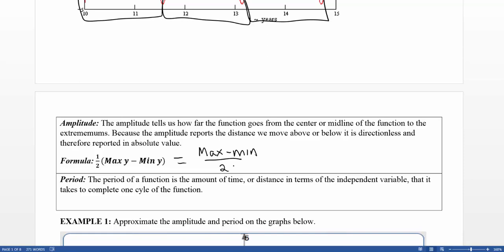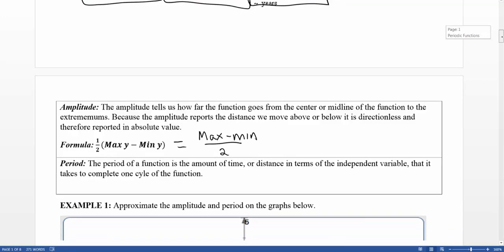The other thing that we're really interested in is the period. So the period of a function is the amount of time or distance in terms of the independent variable that it takes to complete one cycle of the function. So we're going to be looking at the x values, and we're going to see how long it takes to start repeating our pattern. So let's go ahead and look at those periodic functions we were looking at before and see if we can find the amplitude and period for each of those.